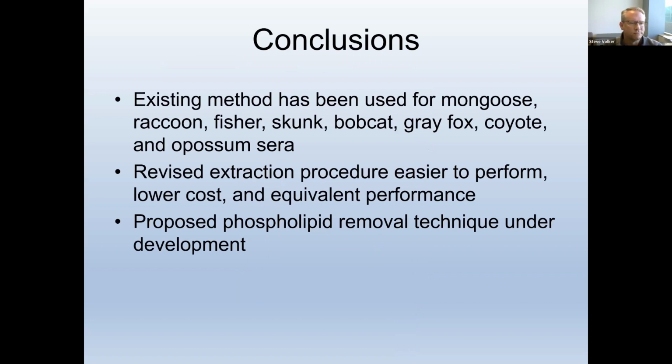So in conclusion, the original method has been used for quite a few species beyond mongoose, including raccoon, fisher, skunk, bobcat, gray fox, coyote, and recently opossum. The revised extraction procedure has been demonstrated to save time and cost with no loss in the method performance. The phospholipid removal cartridges may provide an even greater savings in time, but need to be evaluated further.